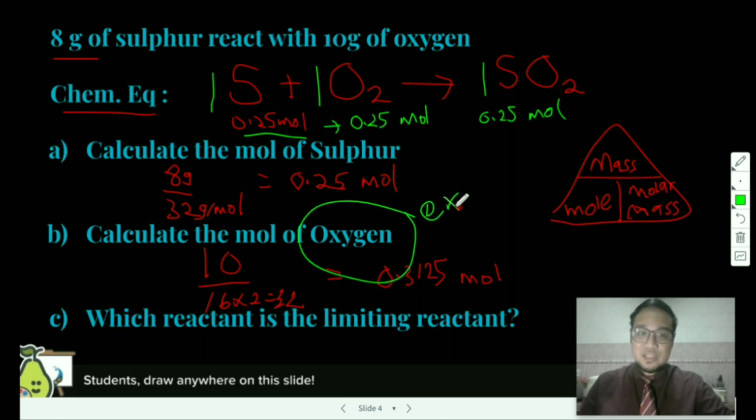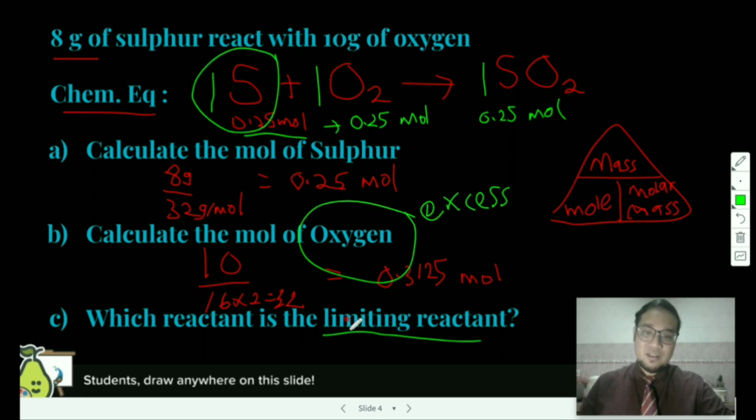If the question asks you which reactant is in excess, obviously the answer is oxygen because it has more than needed to react. But the question asks you which reactant is the limiting reactant. So the answer is, yes, you have it right: sulfur.